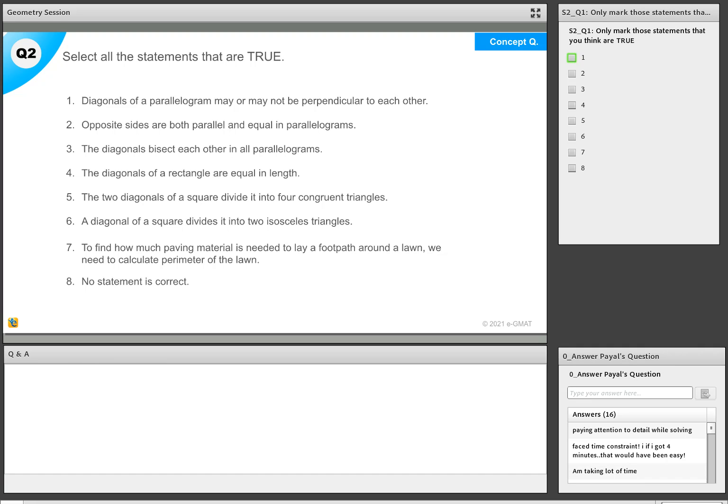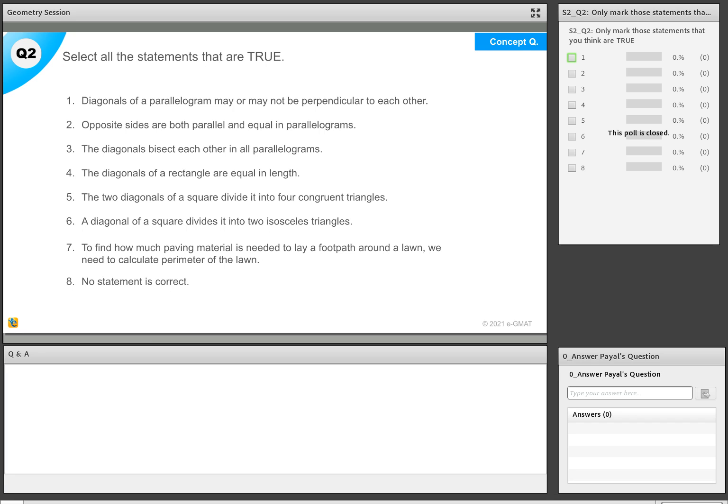Okay, I'm going to end the poll in 20 seconds. All right, and I'm going to show you your next poll. So I'm going to end this. And here is the next set of statements. Again, same drill.